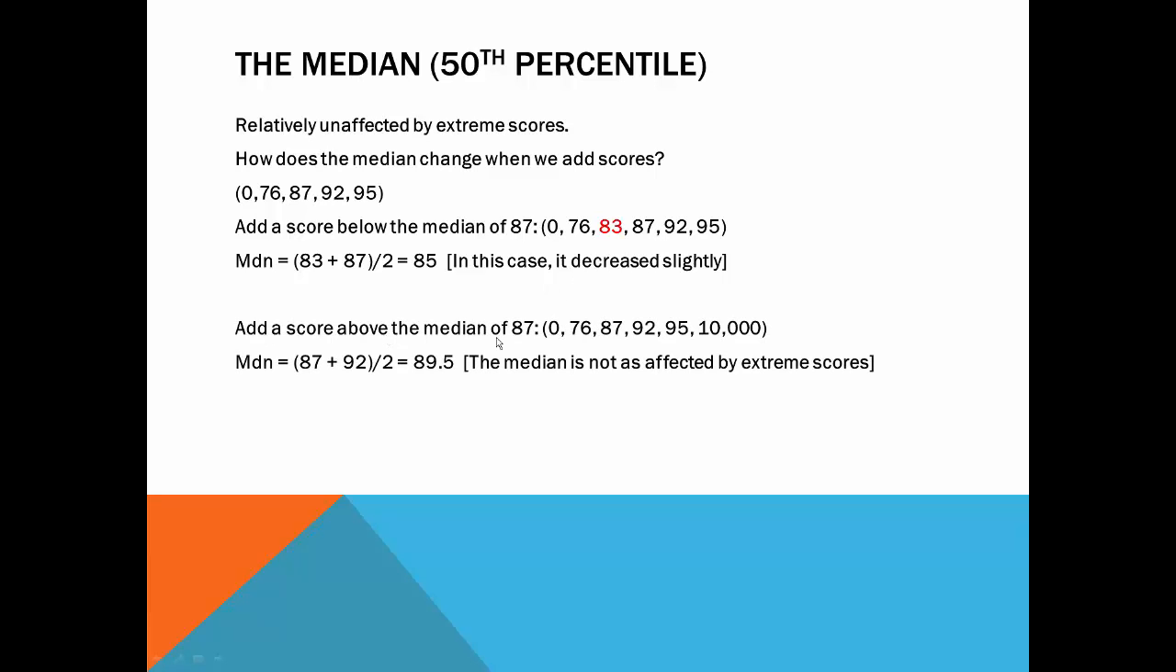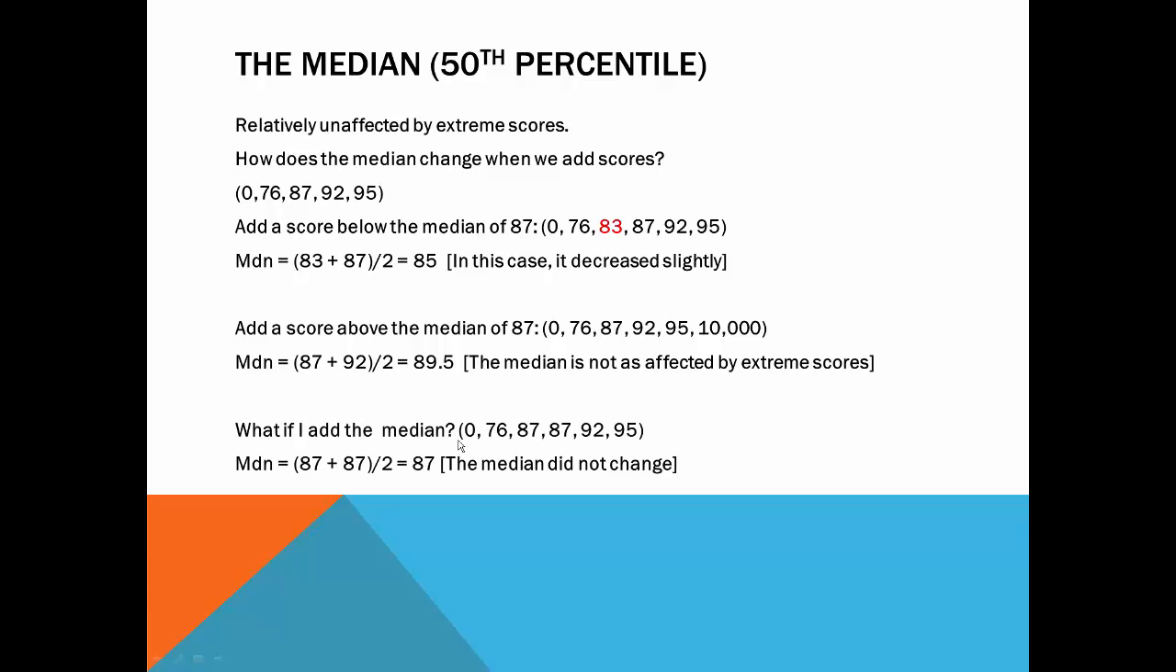Now if we add a score above the median of 87, so we added 10,000 over here. So we added a huge outlier. We're obviously not talking about test scores anymore. But if we added that, it doesn't really change. I mean, you would just move up 1 unit. So we would get 89.5 as our median, but it didn't really change that much. Now, what if you add the median? In this case, we added 87. We get, the median is still 87. It didn't change.